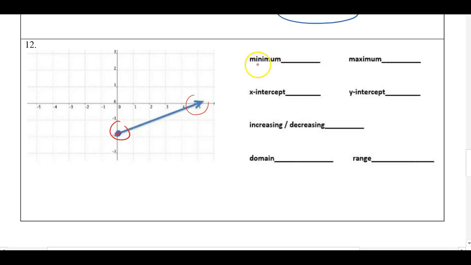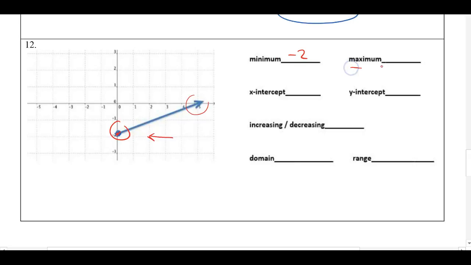Okay, now for the minimum, that would be the lowest point. Now the lowest point on this line is this point here. And it doesn't go down forever. So that means it actually stops here. And remember, minimum is the y value, and lowest, so that's -2.